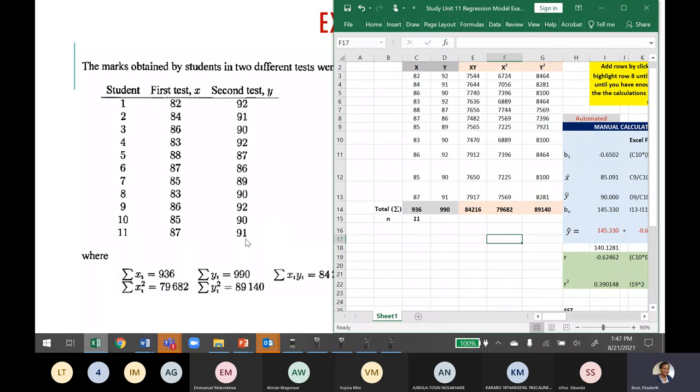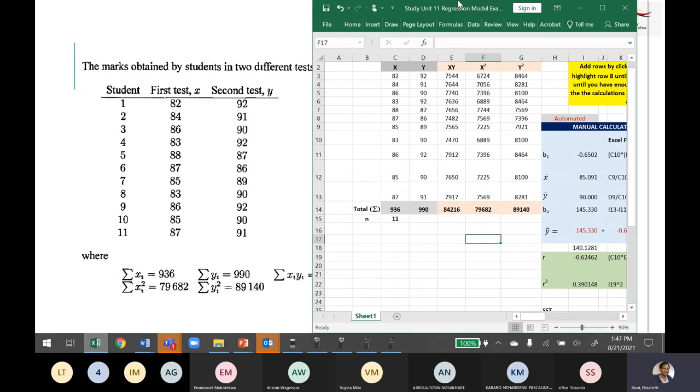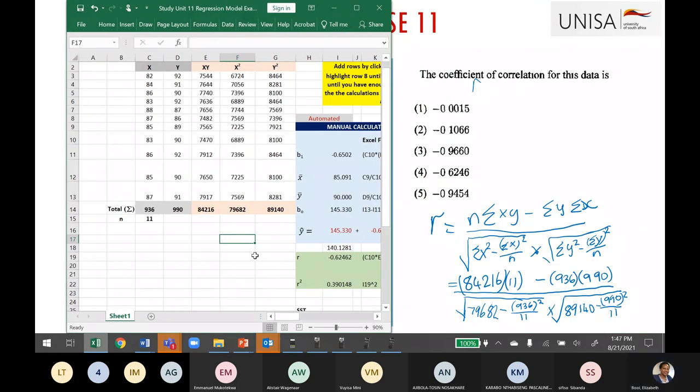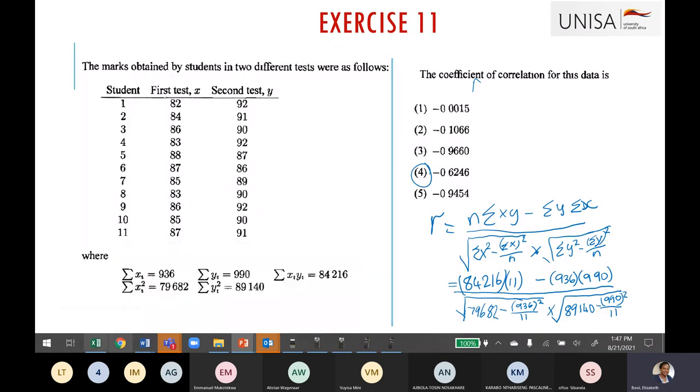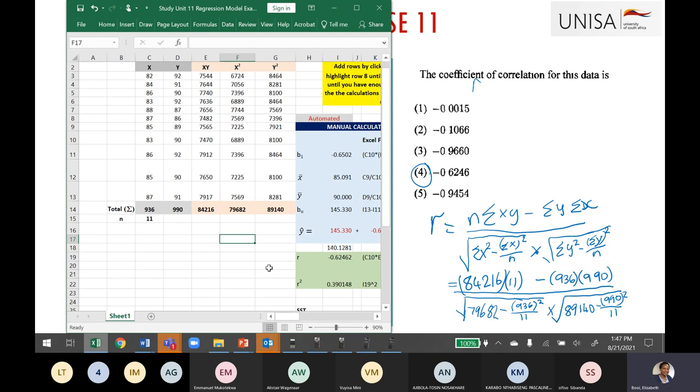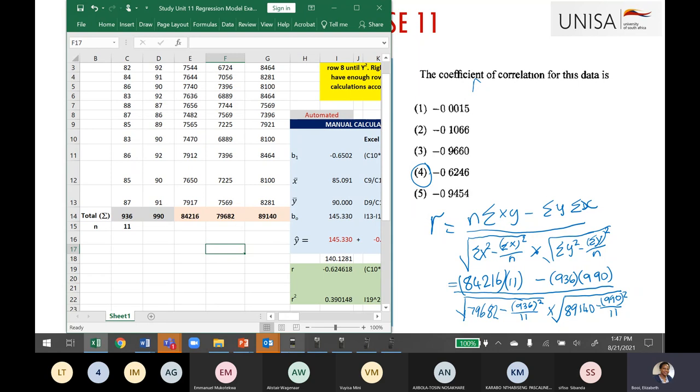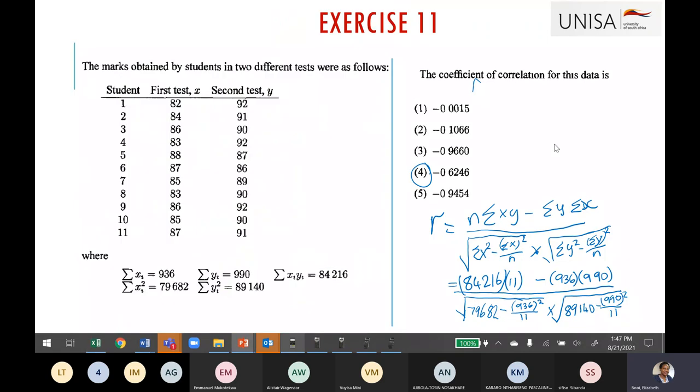And we've got our coefficient of correlation, which is R, is number 4. Somebody shouted number 4. So that person was very quick to answer the question. Number 4. You can also do this on your calculator, but I'm relying on the Excel answer for the coefficient of correlation, which is -62.46, which is the same as that.